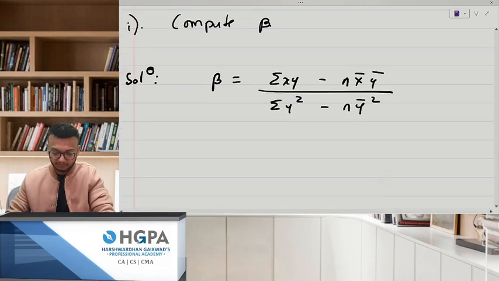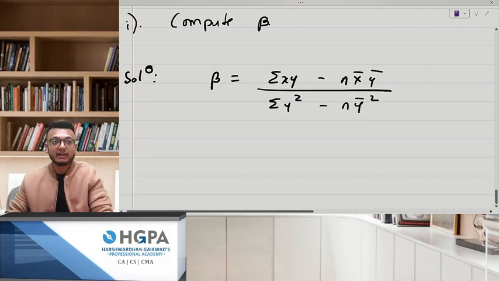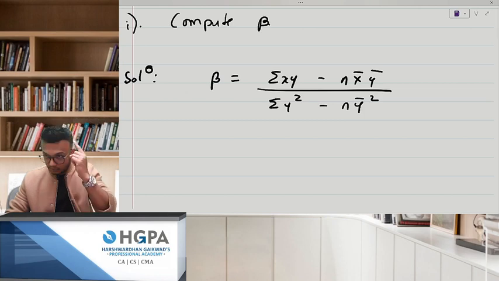Summation xy minus n x bar y bar upon what? Summation y square minus n y bar square. Have you written this formula? Now pay attention everyone, please. Now you tell me one thing. Use your mind, everybody, and tell me how many columns you will solve or write to complete this formula. What columns will you draw?